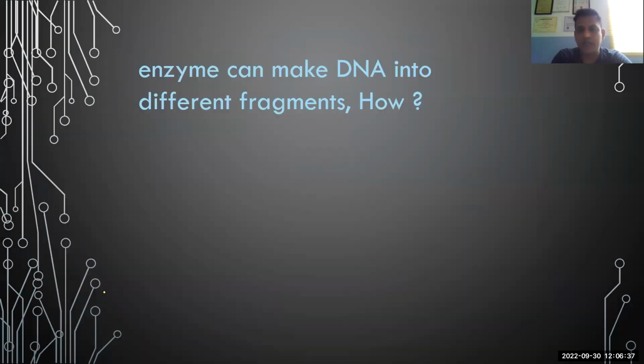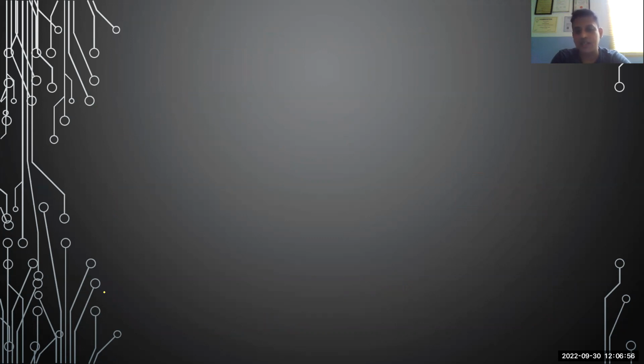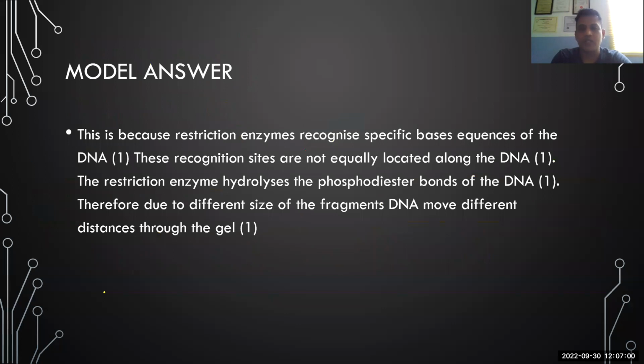Right, now if you go back to the original question, why does the use of an enzyme to cut the DNA result in fragments? Because there are many different restriction sites, and their locations are different. And this results in different sizes of DNA molecule. As a result, they separate during the gel electrophoresis. So when you want to write the answer, this is the correct answer to get the 3 marks.